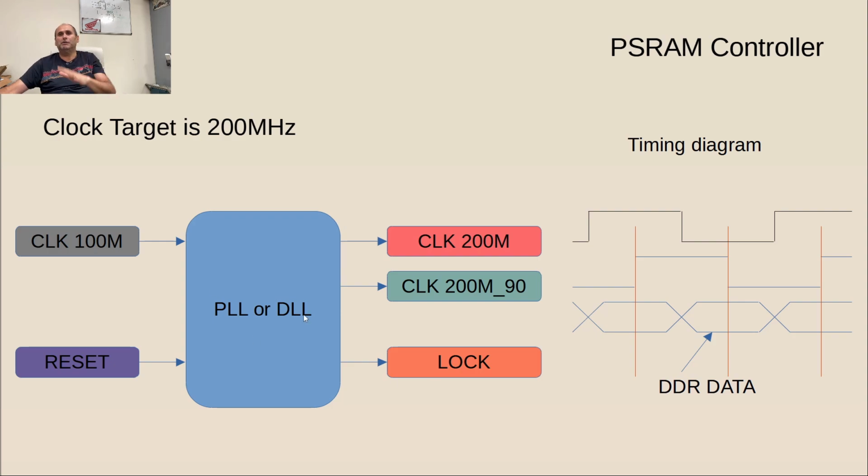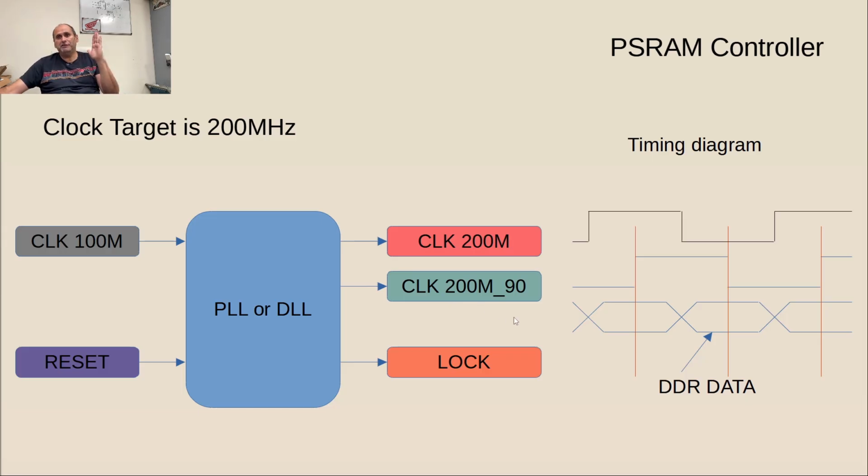Okay, so how do we produce the 90 degrees shifted clock? Everything starts with an oscillator, a 100 megahertz oscillator. We use a DLL or a PLL to double this clock to 200 megs because that's our target, 200 megs. And then we generate this 90 degrees phase shifted clock.